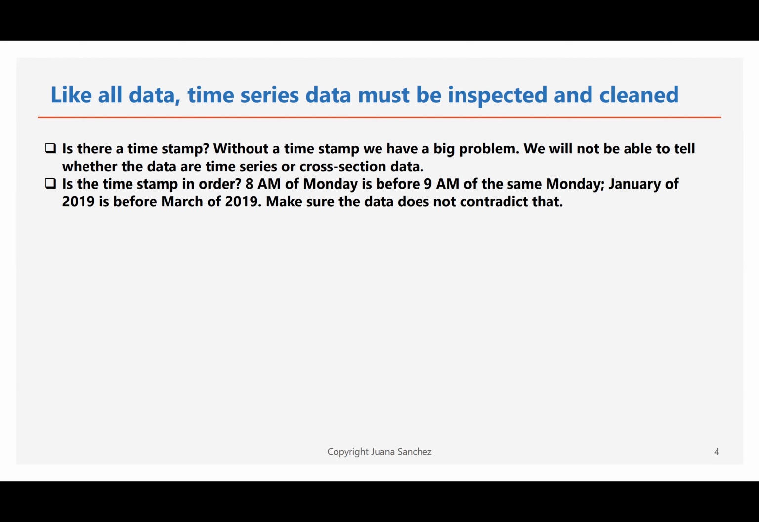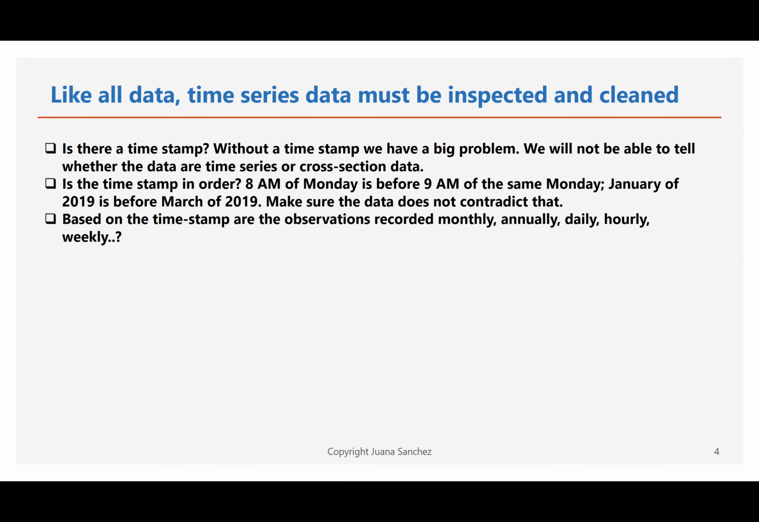Then we should ask, is the timestamp in order? 8 a.m. of Monday is before 9 a.m. of the same Monday? Okay, if that's the case, then we are okay. January of 2019 is before March of 2019. If that's the case, we are okay. Make sure the data does not contradict that.